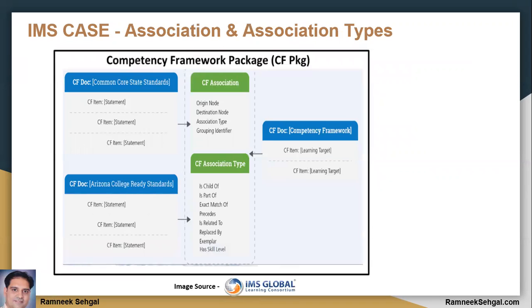So now let's understand the association. IMS CASE provides the bundling of these items via association. Let's take the example of Common Core. We have a statement, and this particular statement has a sub statement. To create an association, I need to know what the origin is, what the destination is, and the association type. In this example, we can say this is the node, this is the destination, and this is the association type of child. This is how we do the association within the standard, and in a similar way this can go across learning standards for alignment purposes.